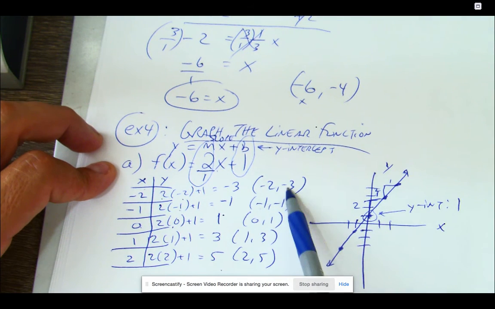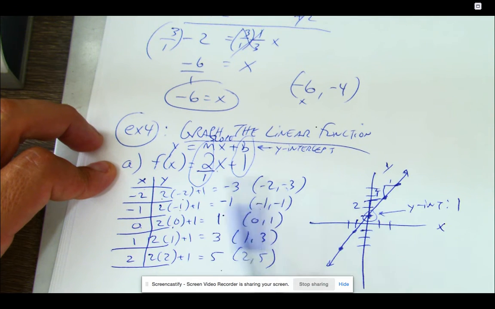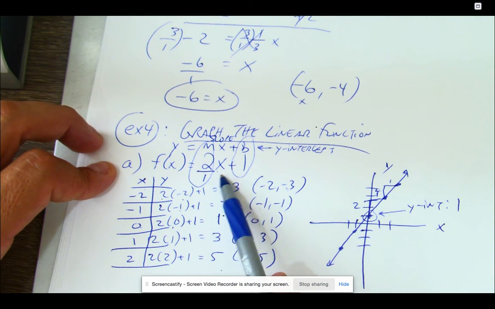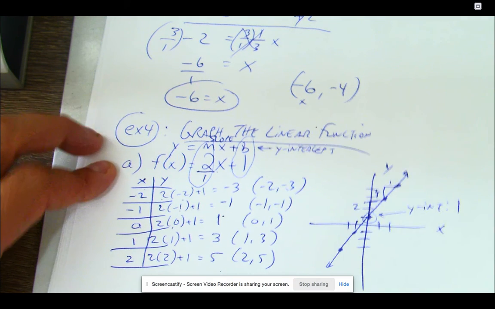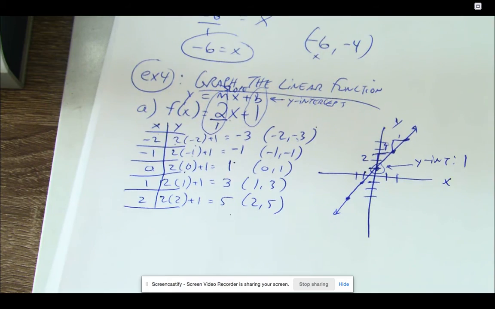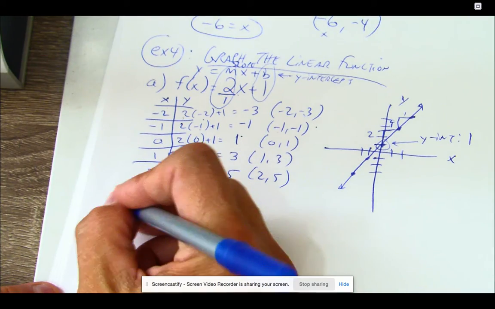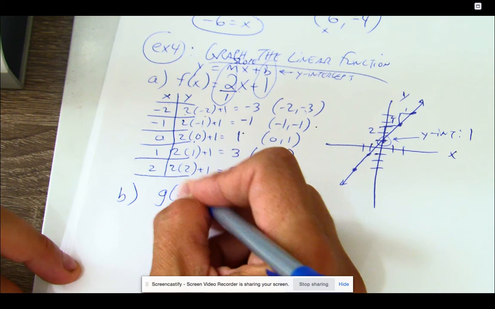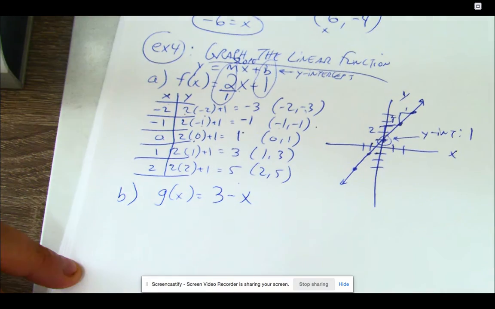Now you could do that from the points here to graph it, or maybe you already know how to do this from a middle school class, because you probably have seen that before. So here's some introduction to some of these. We're going to do another one down here. This is the last little example for 3.3. We are going to graph g of x is equal to 3 minus x.